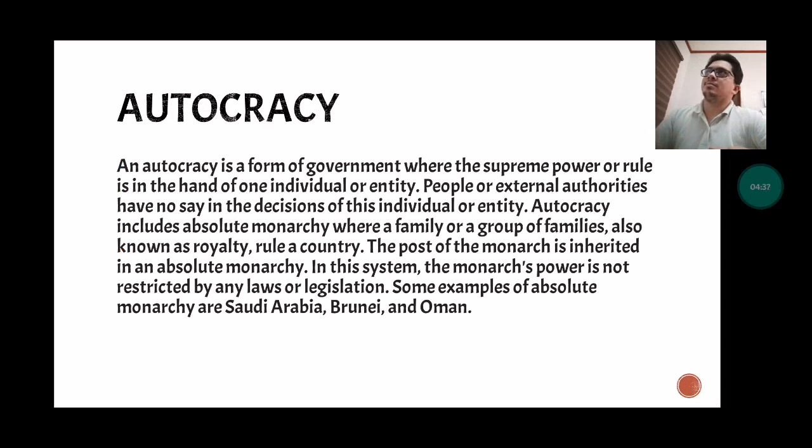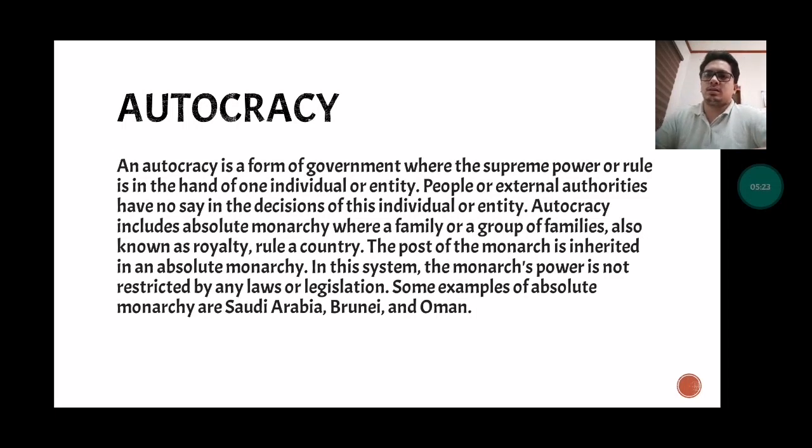The next form of democracy is autocracy. An autocracy is a form of government where the supreme power or rule is in the hand of one individual or entity. People or external authorities have no say in the decisions of this individual or entity. Autocracy includes absolute monarchy, or a family or group of families, also known as royalty, rule a country. The post of the monarch is inherited in an absolute monarchy. In this system, the monarch's power is not restricted by any laws or legislation. Some examples of absolute monarchy are Saudi Arabia, Brunei, and Oman.